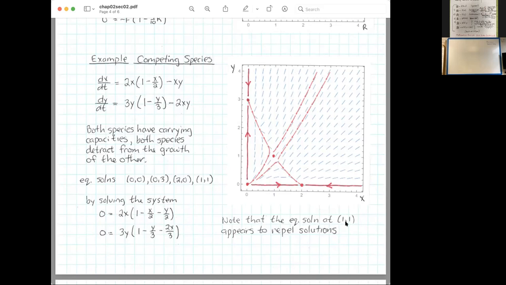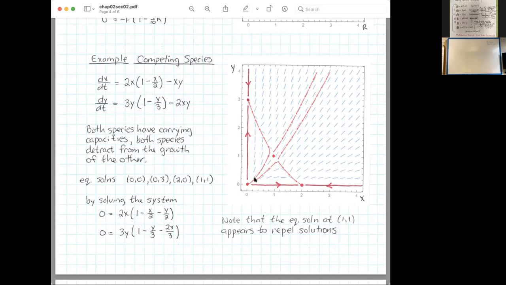But now this equilibrium solution at 1, 1 is kind of like a border or a deciding place between the survival of the two species. A little bit above 1, 1, and we peel off to the upper left. What does that mean? Species Y stabilizes at 3, species X stabilizes at 0. On the other side though, slightly lower, species X stabilizes at its carrying capacity of 2, species Y stabilizes at 0. Species X won.